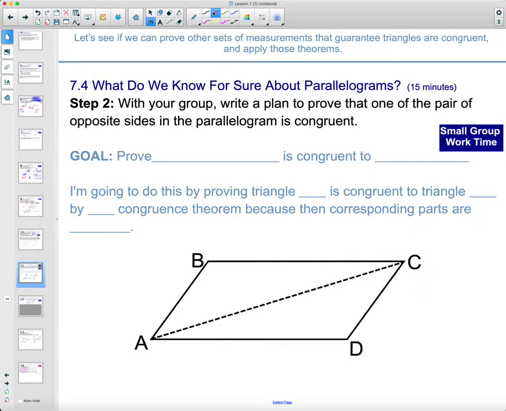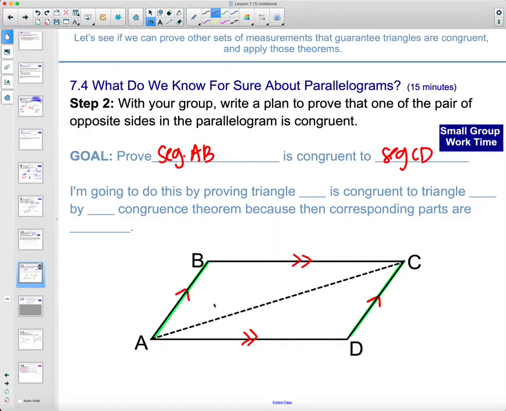We already know that they're parallel. That's the definition of a parallelogram: opposite sides are parallel. But what we want to do is prove that one of the sets of sides is congruent. You can pick whichever set of sides you want. I'm going to try to prove that AB is congruent to CD. You could certainly do BC and AD if you wanted. Just prove that one set. So my goal in my proof is to prove that segment AB is congruent to segment CD.